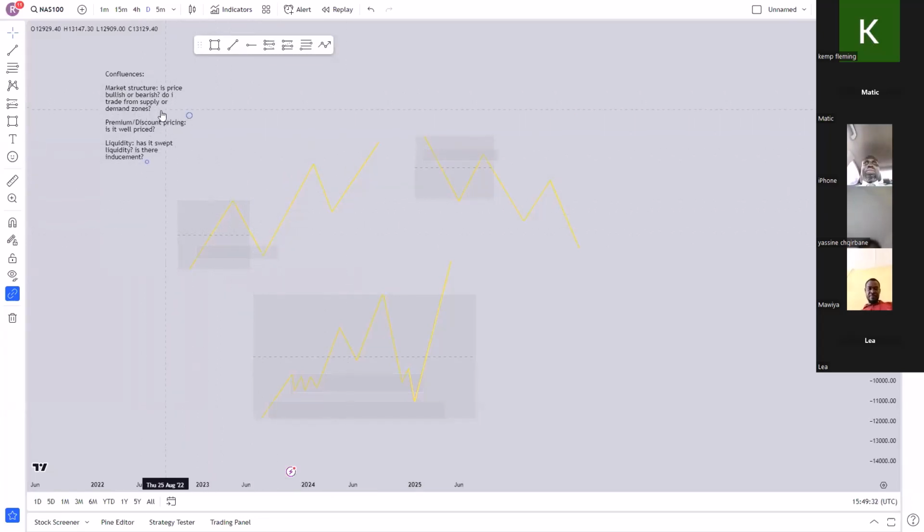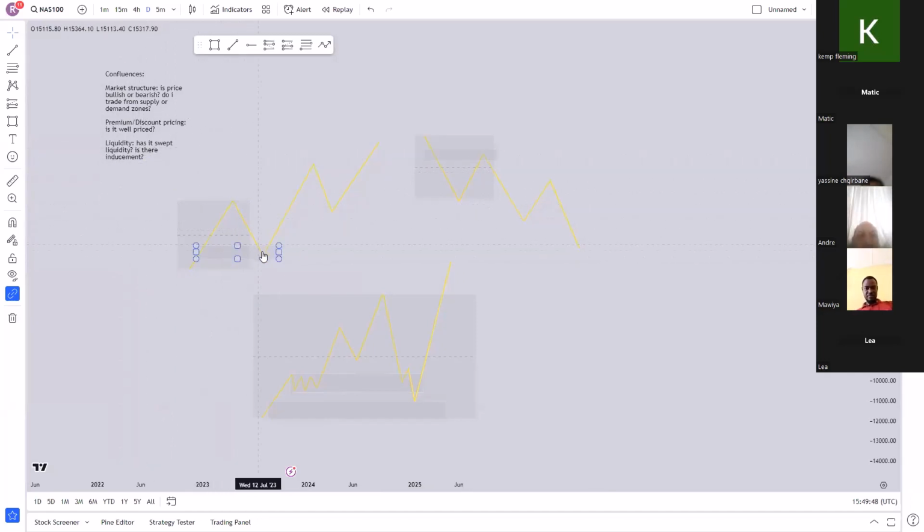Do we trade from demand zones or supply zones? We trade from demand zones. Discount and premium pricing. Is it well priced? Yes, it's well priced because we are now tapped into the discount and there is a valid demand there, okay? Has it swept liquidity or is there inducement?